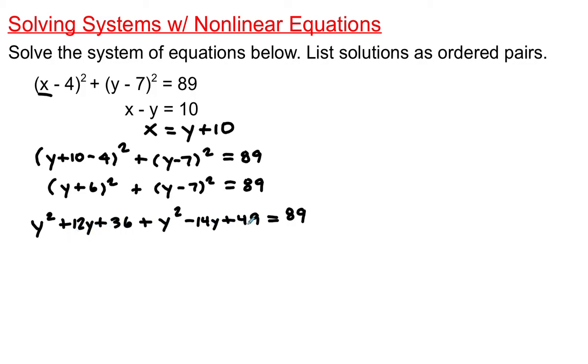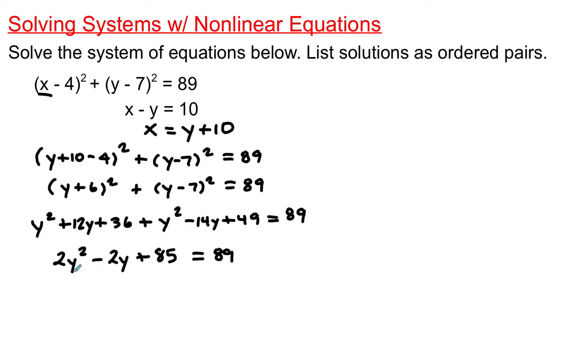So the best way now, we know this is looking like it's quadratic. Let's combine our like terms here and then work on getting it set equal to 0. So y squared plus y squared should give us 2y squared. We have a 12y and a negative 14y, which gives us minus 2y. And then 36 plus 49 is going to give us 85. And we said already that that equals 89.